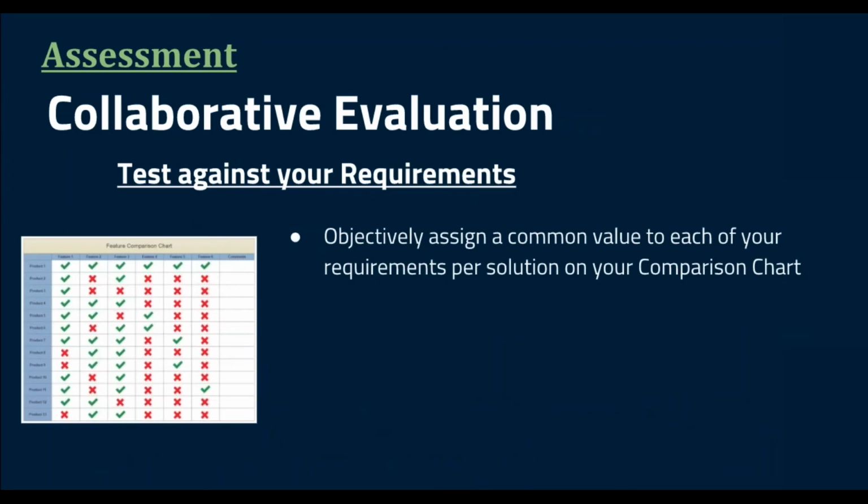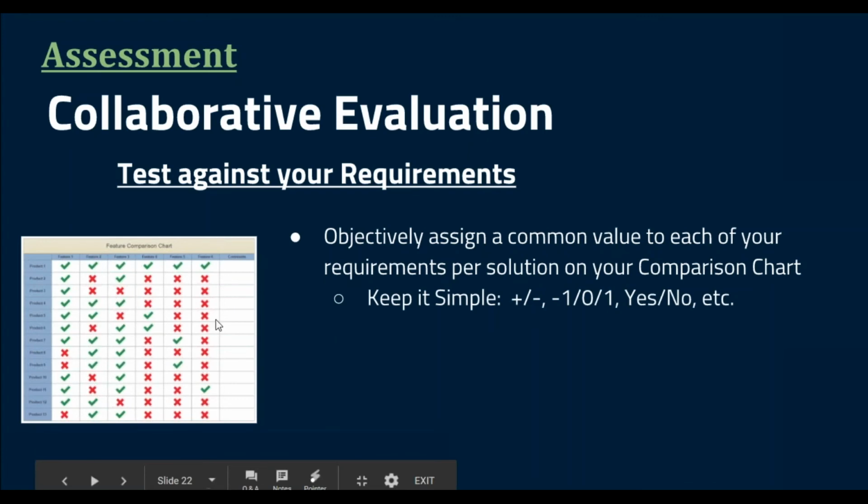So you want to objectively assign a common value to each of your requirements, and I'll show you on our example here shortly. You want to try to keep this simple. So this one is very simple. You've got check boxes or check marks, and you've got red X's, okay? Very clear. This is just a yes, no. Now you're using something very simple.